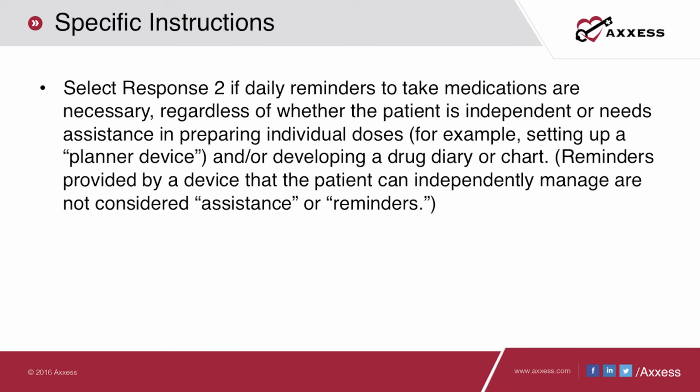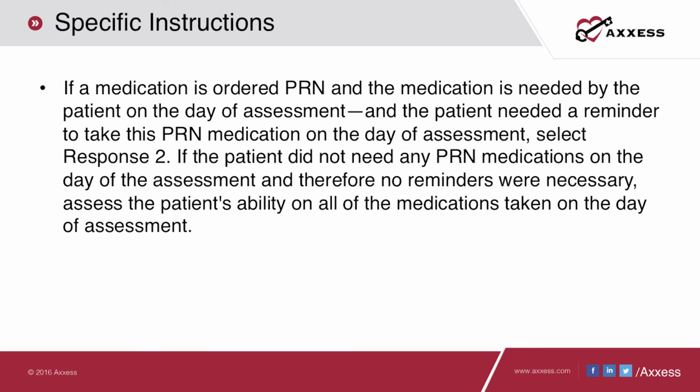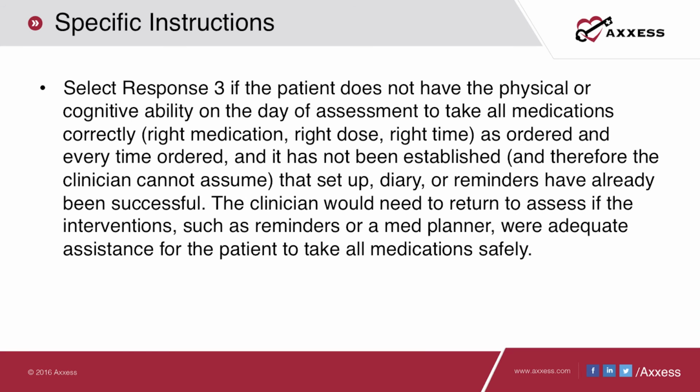If the patient requires daily reminders via telephone or in person, select Response 2, even if the patient is independent in taking meds otherwise. This does not include daily reminders provided by a device. If the patient has a PRN prescription on the day of assessment and the patient needed a reminder to take PRN medications, the appropriate response is number 2. Response 3 should be selected if the patient has no cognitive or physical abilities to independently take medications.